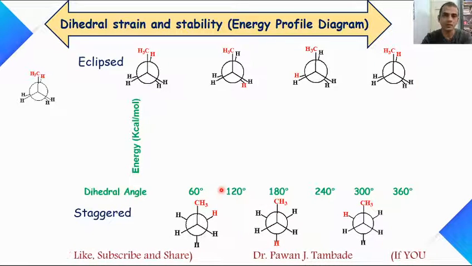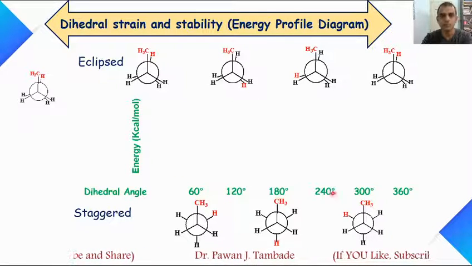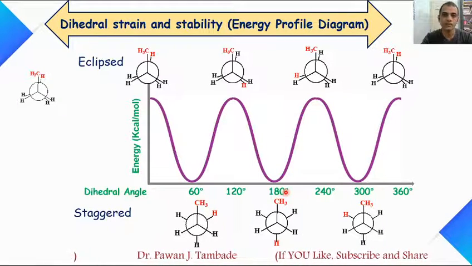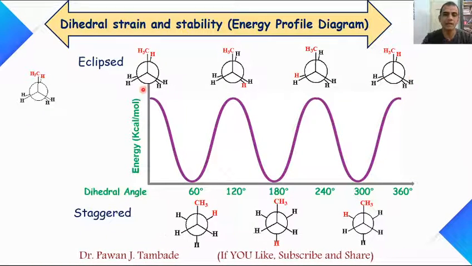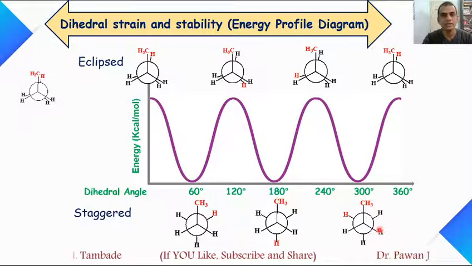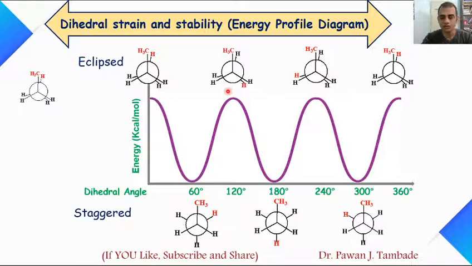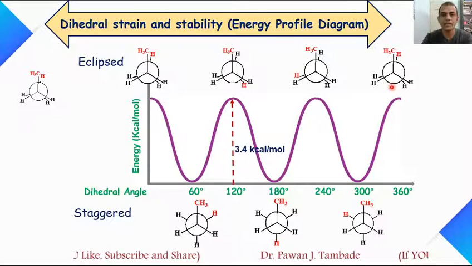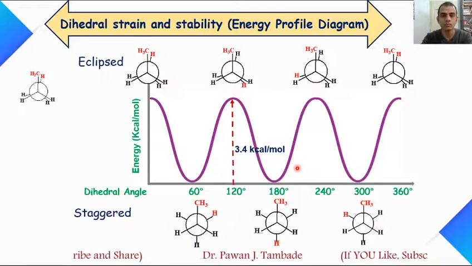So if we plot a graph of energy versus dihedral angle for these propane conformations, then we will get this type of graph. From this graph, it is clear that these eclipse structures are at the same energy, and they are at higher energy as compared to these staggered conformations, which clearly indicates that staggered conformation is more stable as compared to eclipse conformations. Now, these eclipse conformations are comparatively less stable than staggered by an amount of 3.4 kilocalorie per mole.